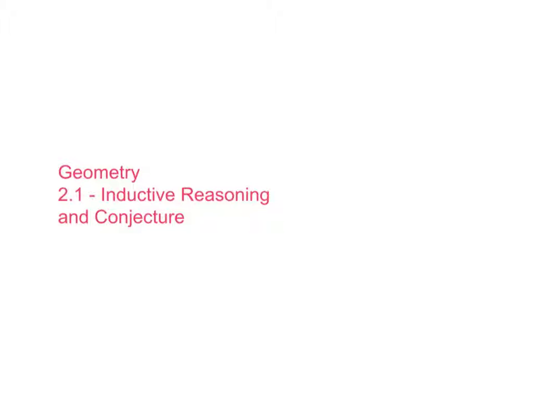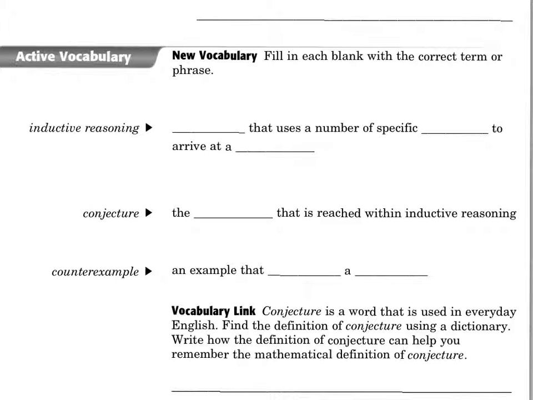Chapter 2 is inductive reasoning and conjecture. So that's where we're going to start. This first section is mostly vocab to get you to know a little bit more about logical thinking and reasoning. Alright, so we'll start with the vocab.